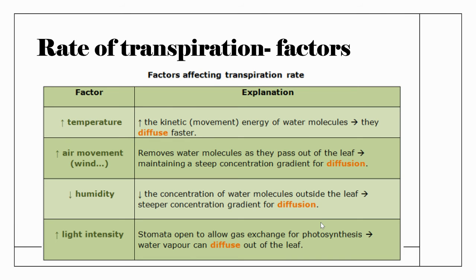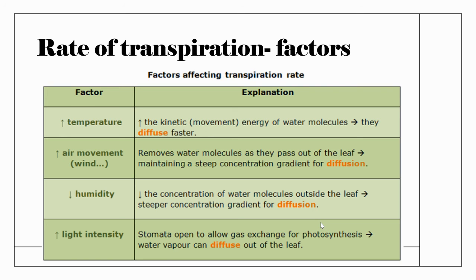Diffusion then happens quickly from an area of high concentration to an area of low concentration. The third one we'll be looking at is humidity. So the drier the air around a leaf, the faster transpiration happens. So if the air is humid, there's a lot of water in it already, so there's not much of a difference between the inside and the outside of the leaf. Diffusion happens fastest if there's a really high concentration in one place and really low concentration in the other.